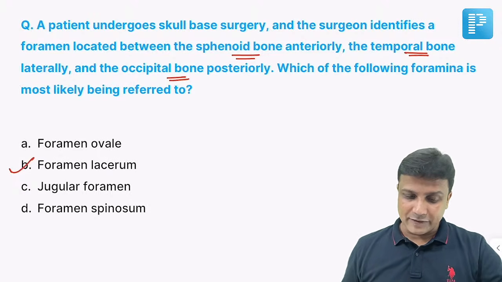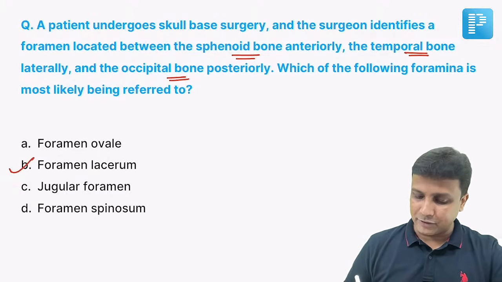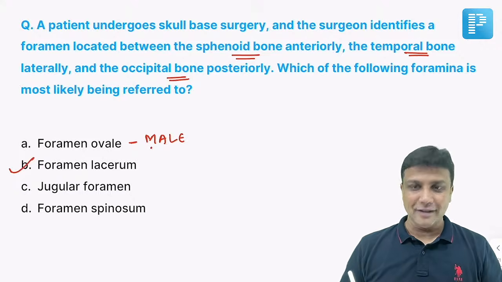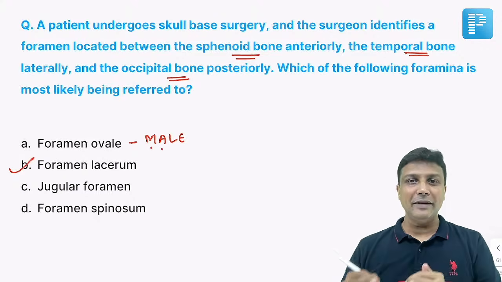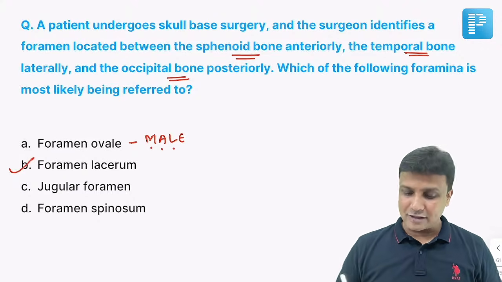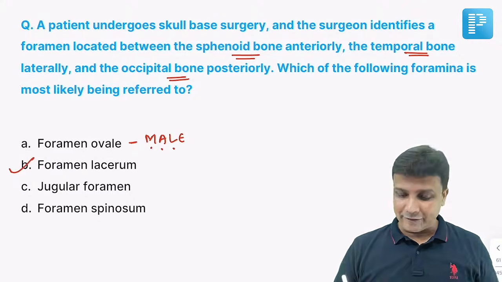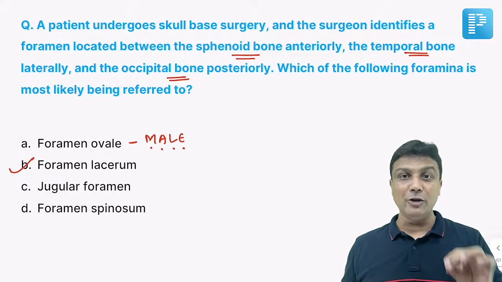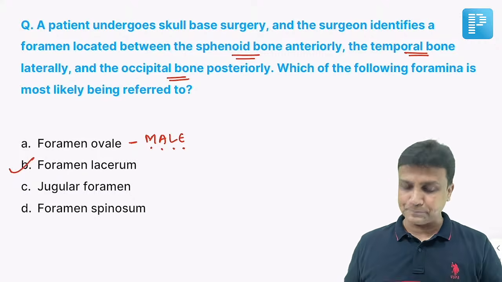And in the options here, we are given the foramen ovale also, guys. Can anyone tell me what are the structures passing through the foramen ovale? There is a mnemonic to remember there. It is MALE. M stands for mandibular nerve, A stands for accessory meningeal artery, L stands for lesser petrosal nerve, and finally E stands for emissary veins. These are all the structures which are going to pass through the foramen ovale.